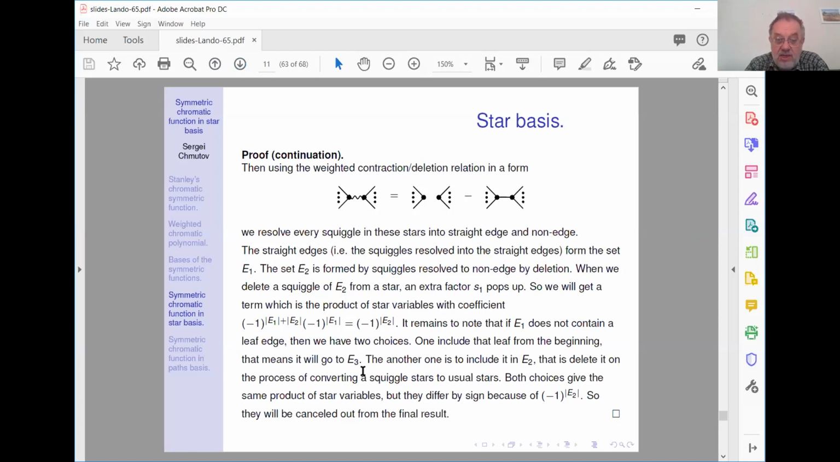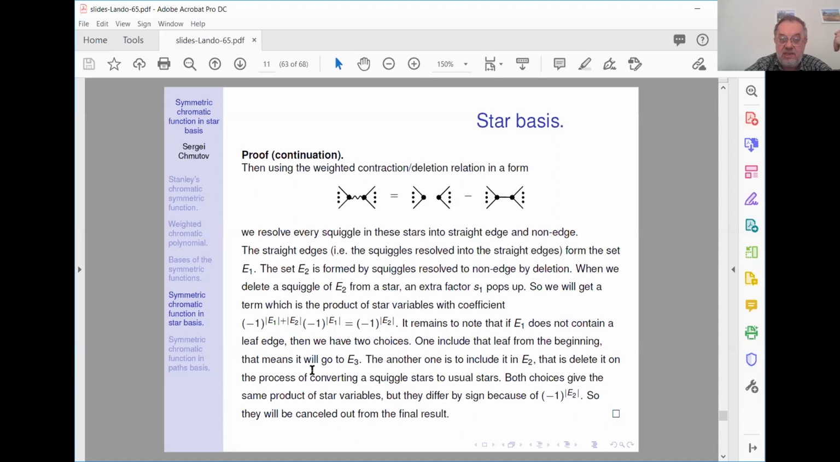The cancellation comes from the fact that if I take E1, which does not contain the leaf edge, that means that leaf edge goes either to E2 or to E3, which is deleted from the very beginning, and E2 deleted on the second stage when I replace squiggles with straight ones. And these two choices lead to the same stars. The only thing is they differ by a sign.